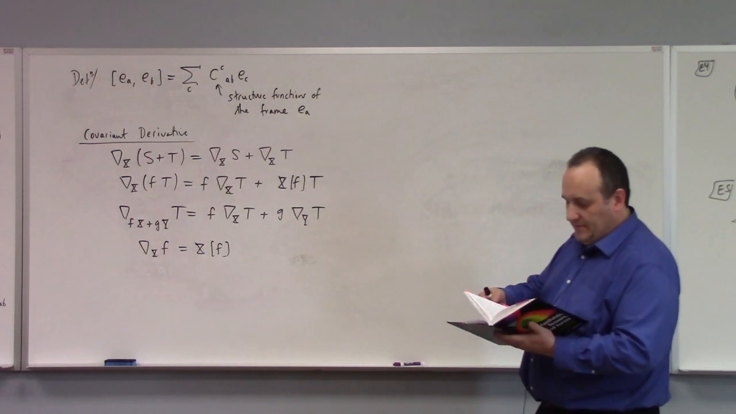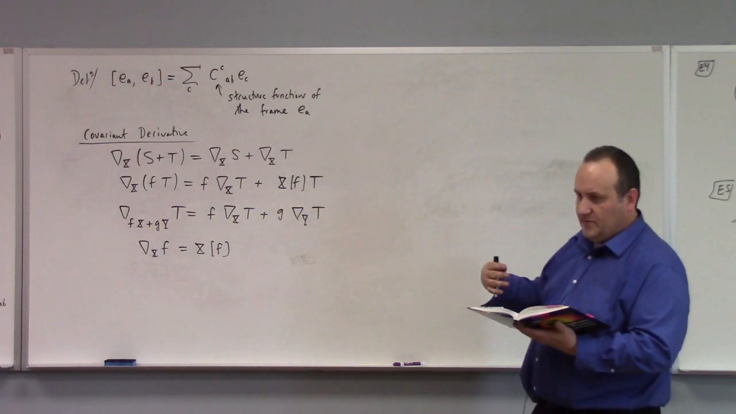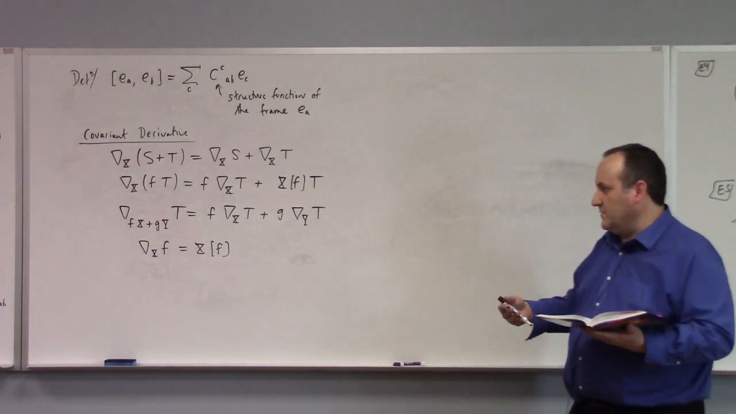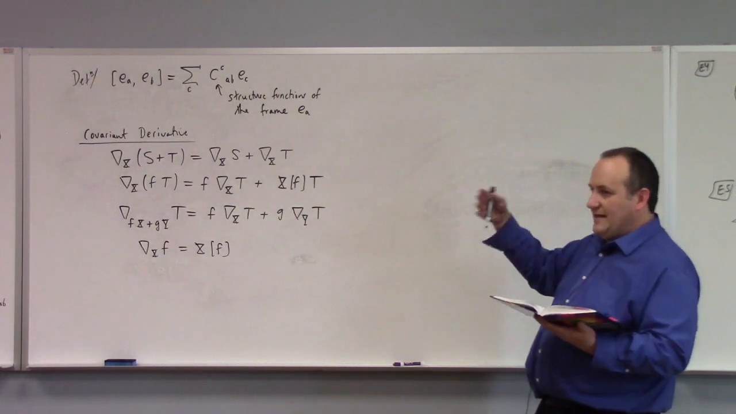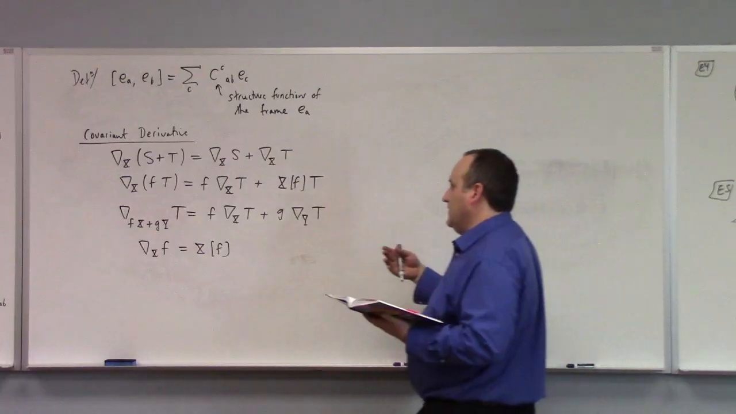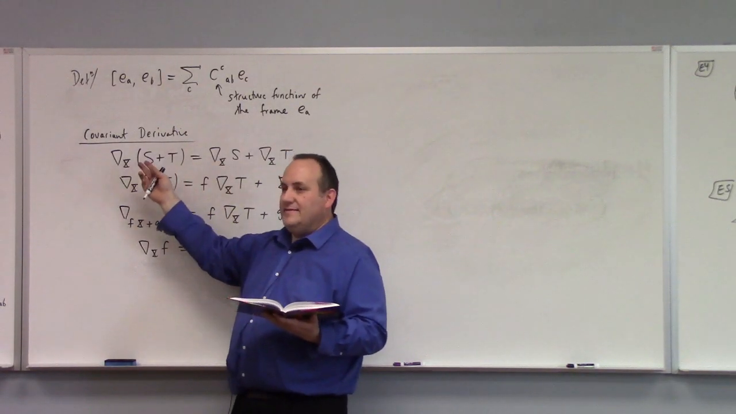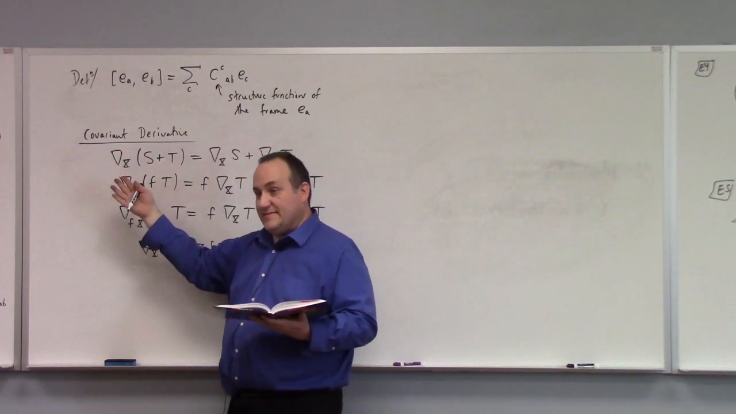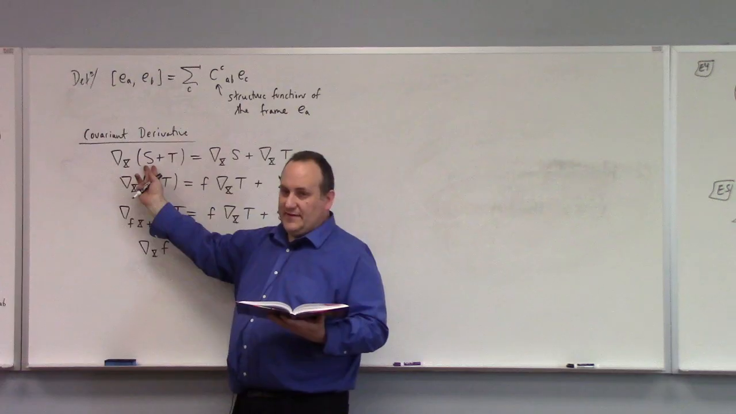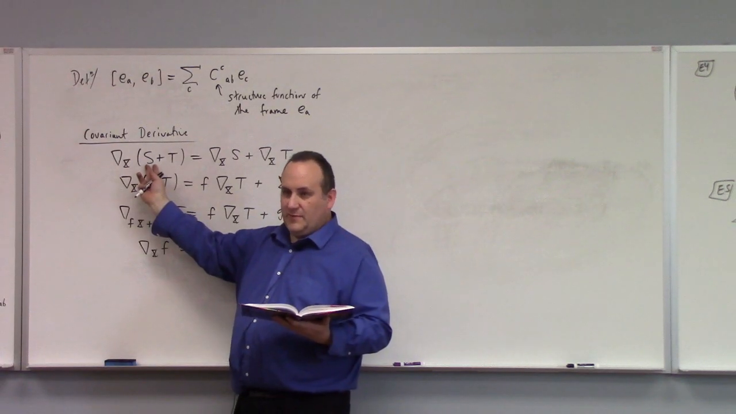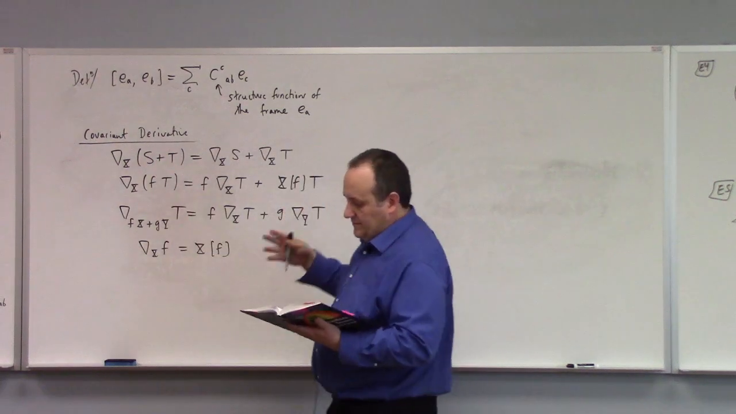So the covariant derivative, guys, is the manifold version of differentiation of a tensor. It gives us another tensor of the same type. Like the covariant derivative of s plus t, or just the covariant derivative of s, is another tensor of the same type as s. So if I take the covariant derivative of a 1 form, I get another 1 form. If I take the covariant derivative of a 2 form, I get a 2 form. If I take the covariant derivative of a symmetric tensor, I get a symmetric one, on down the list.